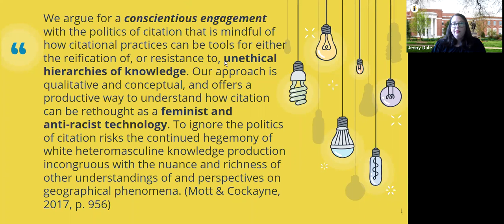Also important, I thought, from this passage is this concept of unethical hierarchies of knowledge. And I think they're using unethical in this way to mean sort of unearned, right? We tend to prioritize hierarchies of knowledge that focus on peer-reviewed articles. The peer-review process has for many, many decades really centralized a particular kind of white male scholarship, like they talk about down there, white heteromasculine knowledge production. So we look at these hierarchies of knowledge and try to figure out not only why those are the things that we value, but also why so many voices have been left out of that particular form of knowledge production.